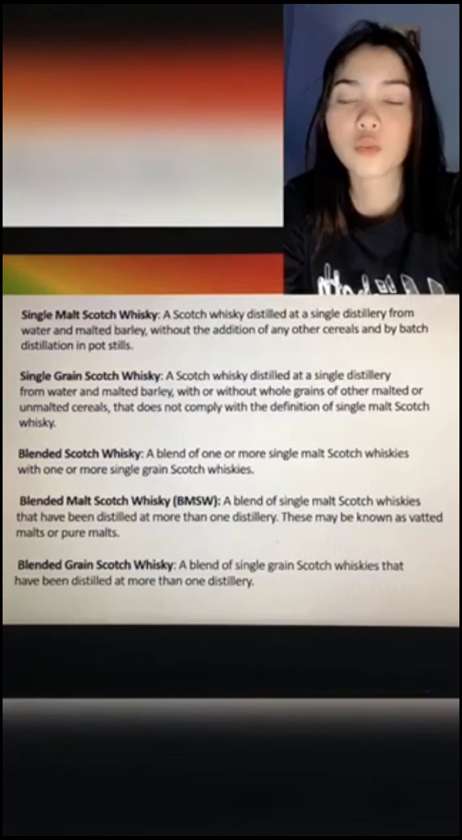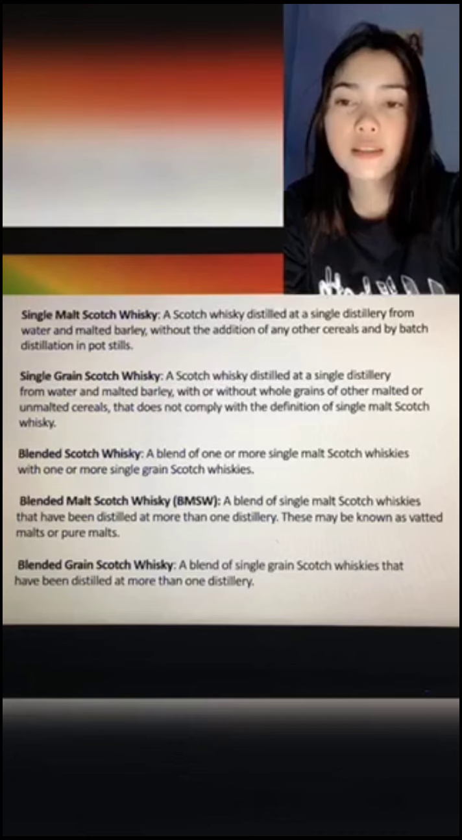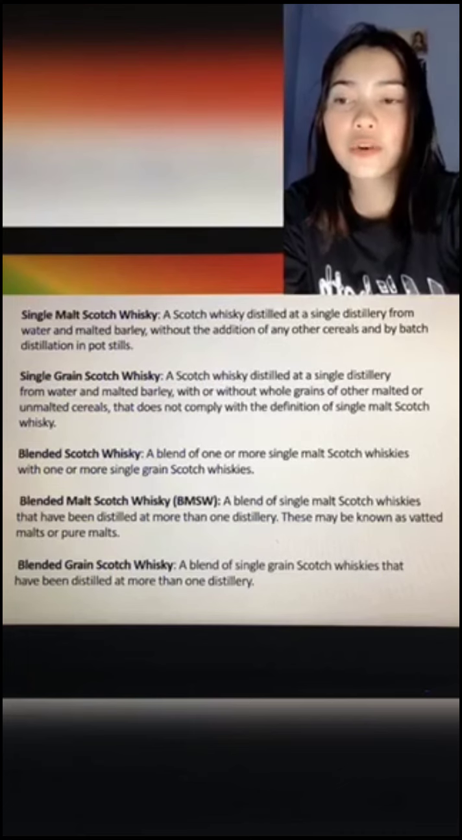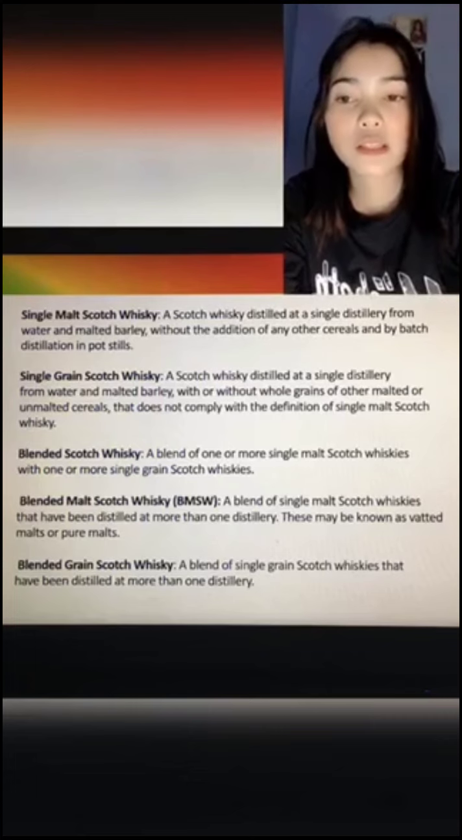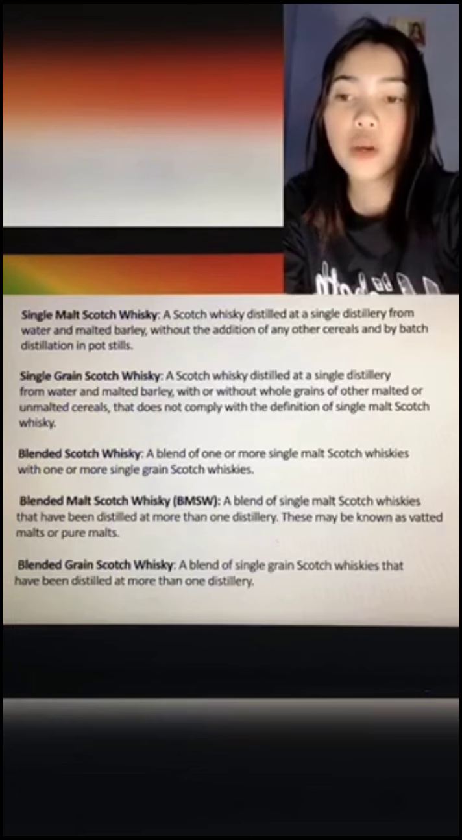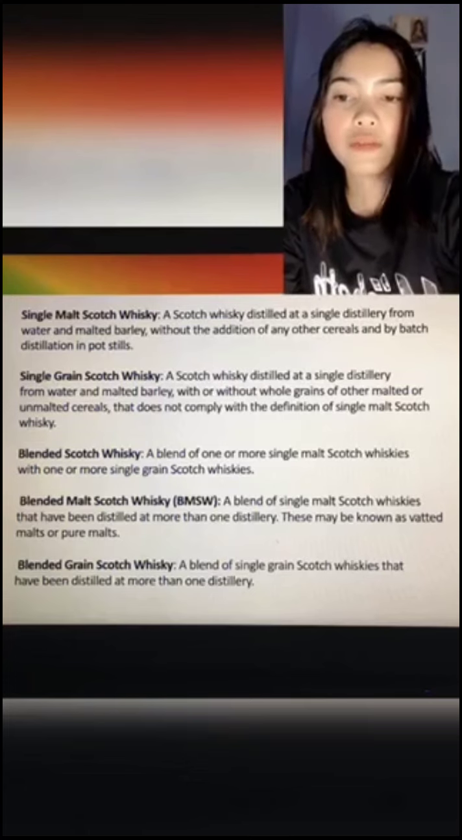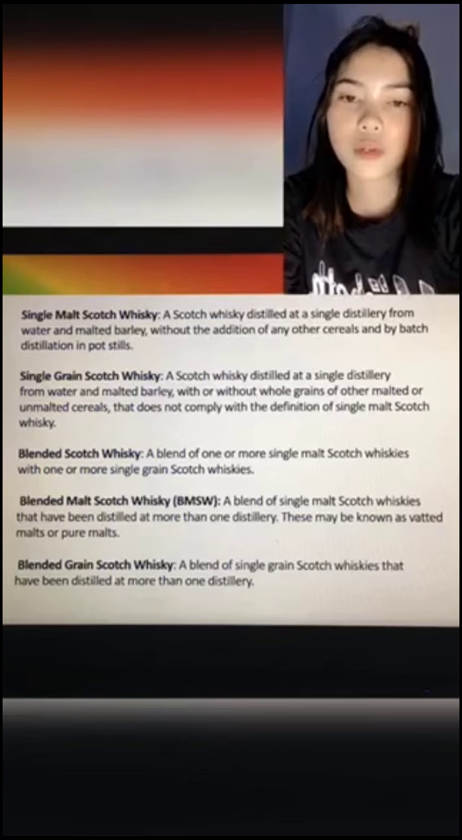Single malt Scotch whiskey: a Scotch whiskey distilled at a single distillery from water and malted barley without the addition of any other cereals, and by batch distillation in pot stills. Single grain Scotch whiskey: a Scotch whiskey distilled at a single distillery from water and malted barley with or without whole grains of other malted or unmalted cereals, that does not comply with the definition of single malt Scotch whiskey.